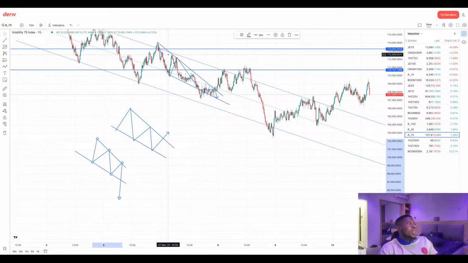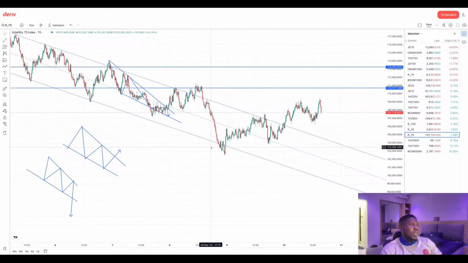So this wedge will not confuse you when a reversal pattern is forming and when a continuation pattern is forming. You should bear that in mind. So in this place, this is a continuation pattern. That's why the market actually went down.